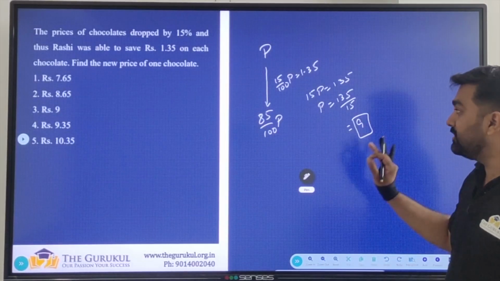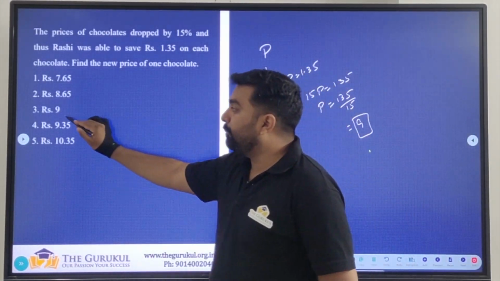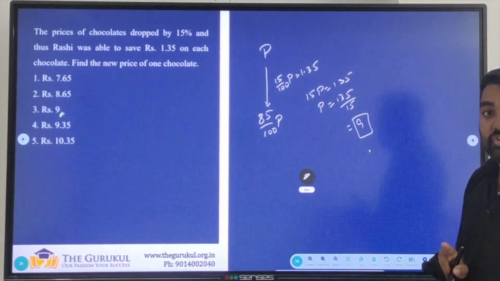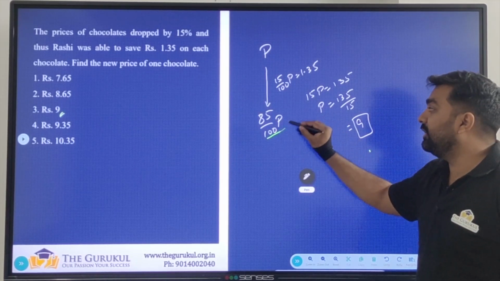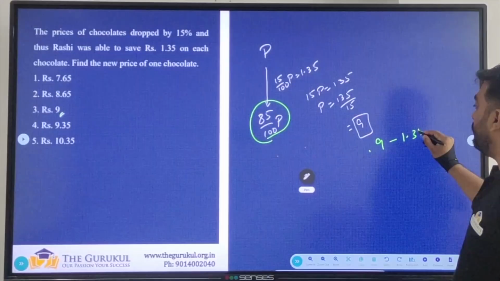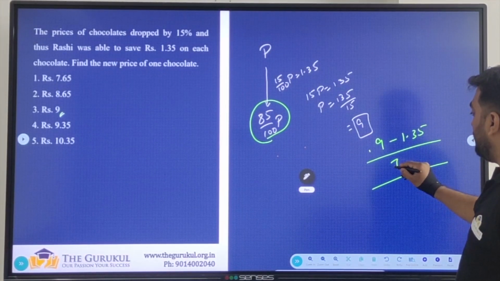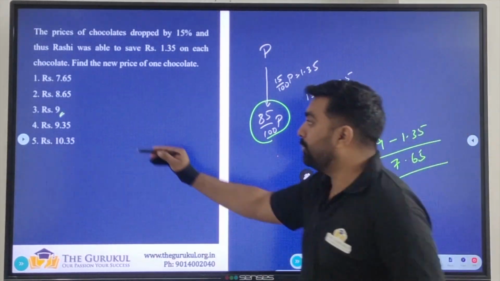Now understand, this is one excellent trap. I got 9. There is every possibility I will mark 9 as the answer. But they are not asking initial value. This 9 rupees is initial price. They are asking us the new price, which is 9 rupees minus 1.35 rupees. That is 7.65 rupees. Option 1.